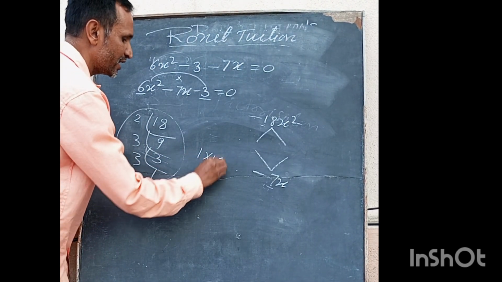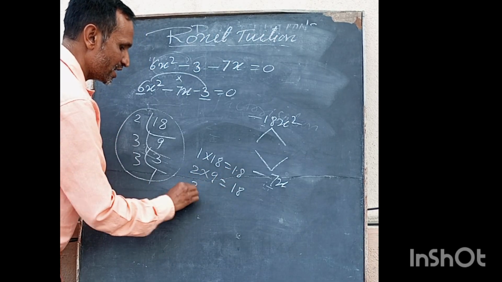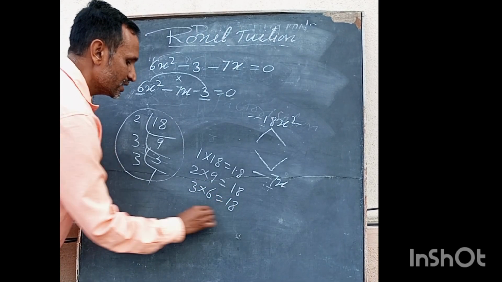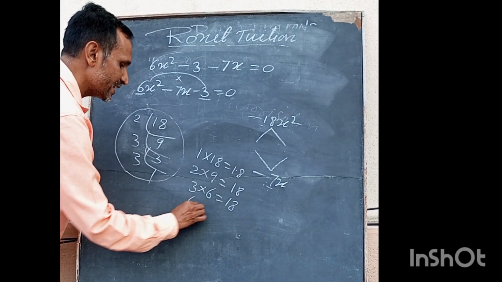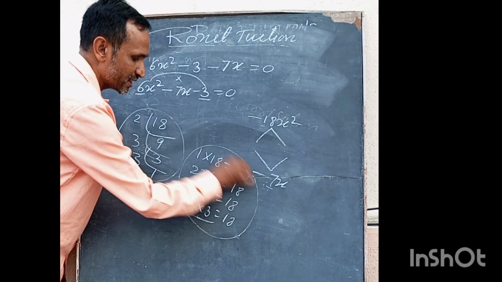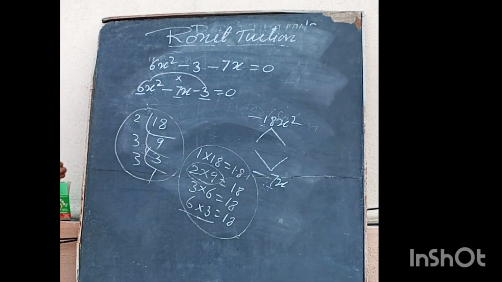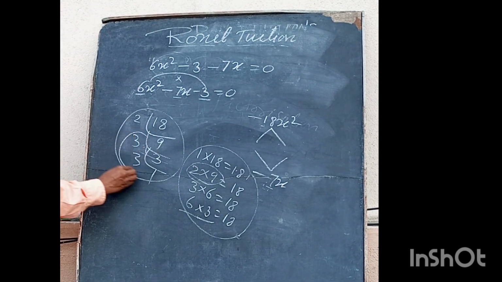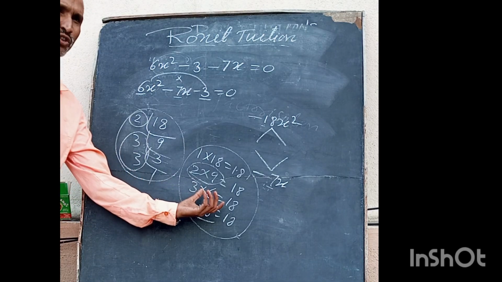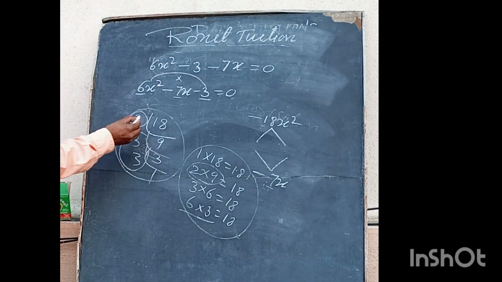1 into 18 is equal to 18, 2 into 9 is equal to 18, 3 into 6 is equal to 18, then 6 into 3 is equal to 18. In that the numbers repeat. Since we want minus 7, the suitable numbers will be taken from these. These are the numbers 6 and 3, and this is 9 and 2, like this also. Both ways are there. For small numbers we can find like this. If the numbers are bigger, then we can find them the other way.